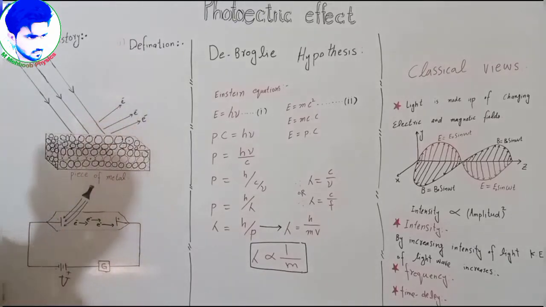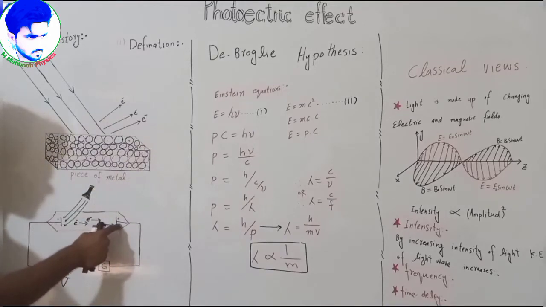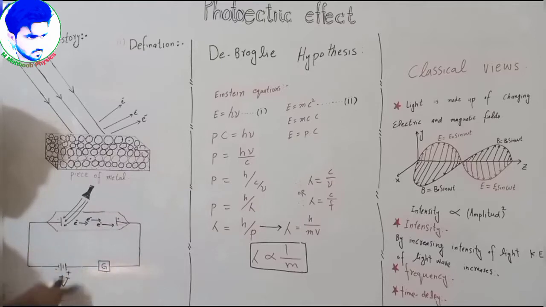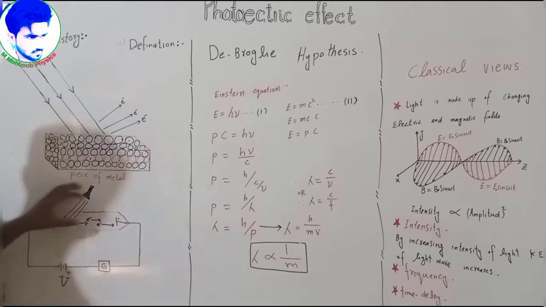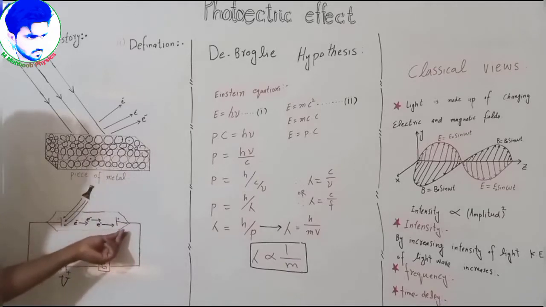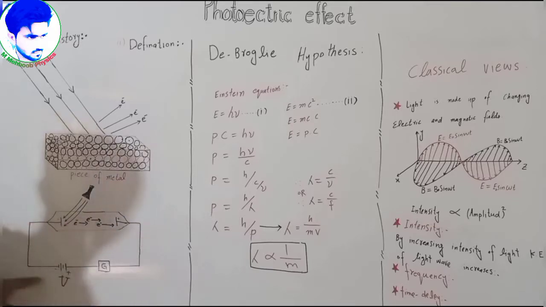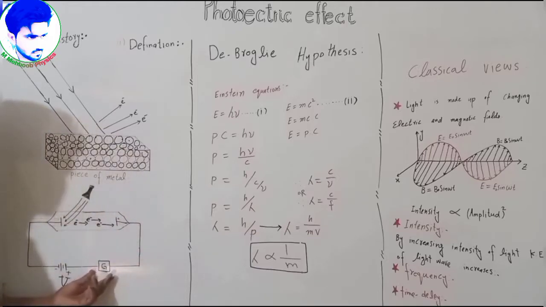And this is the setup. This is a light source. This is the electrode having negative charge, and this is the positive plate. These are connected with a voltage battery of voltage V, and there is a galvanometer to detect the flow of current. When light shines on the electrode, it ejects electrons from the metal surface, and the electrons move toward the positively charged plate. The electrons move through this circuit, and we can find the electric current with the galvanometer.